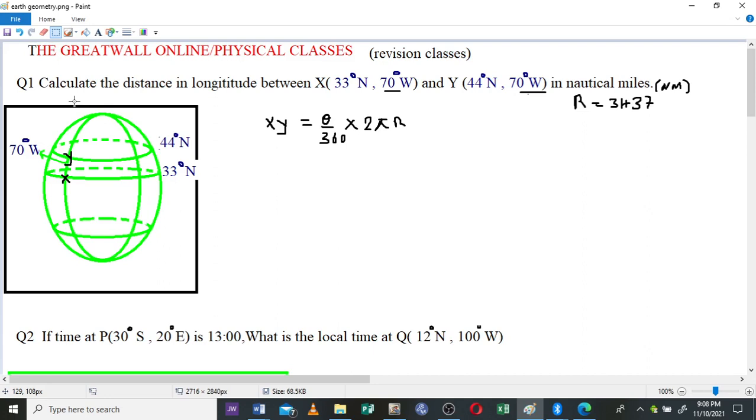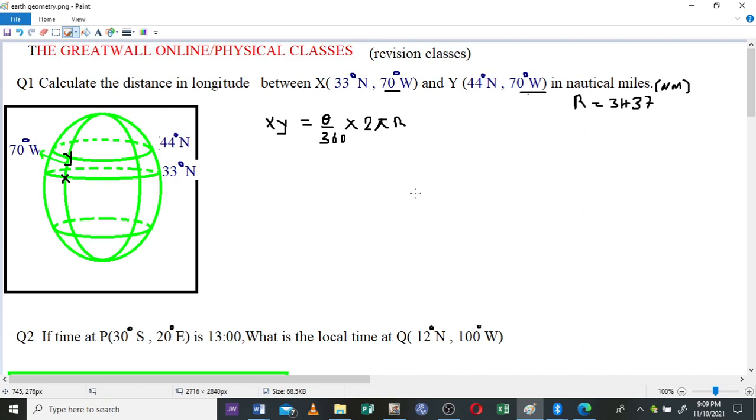Question says calculate the distance in longitudes. Okay, there was a mistake here. Just a moment. This is not supposed to be there. Okay, like this. Hope you're able to see. Alright, like this. Oh my god. Okay, so let's just make it be like that. There was an error in typing. Okay, alright. Now we're good to go.